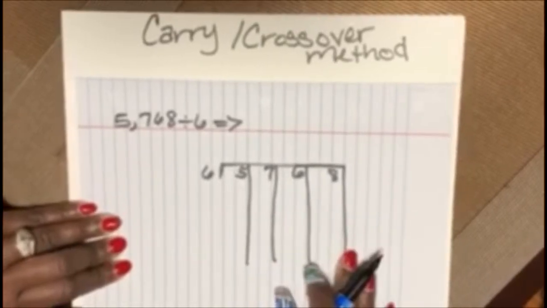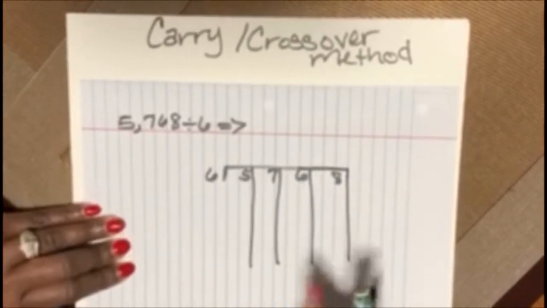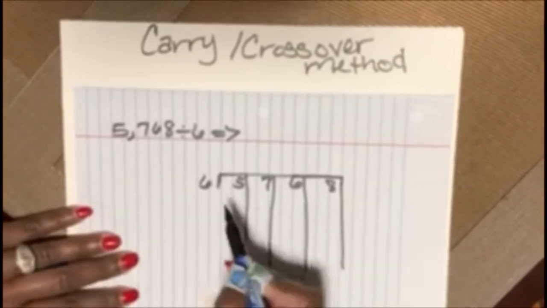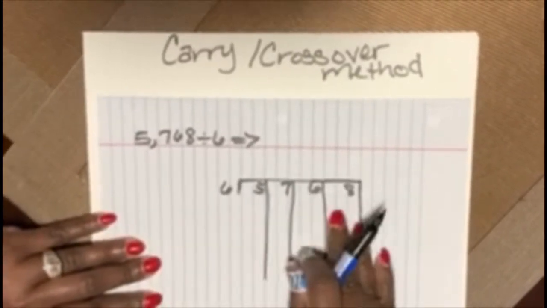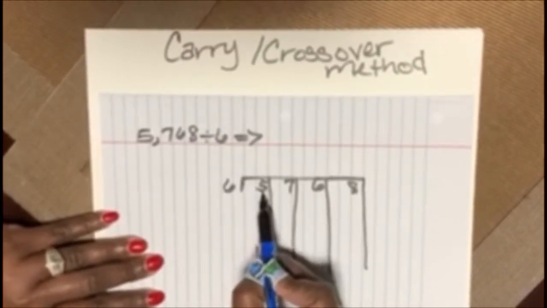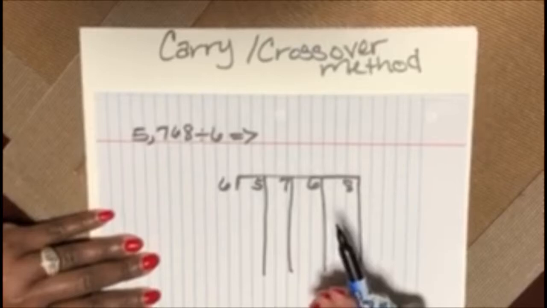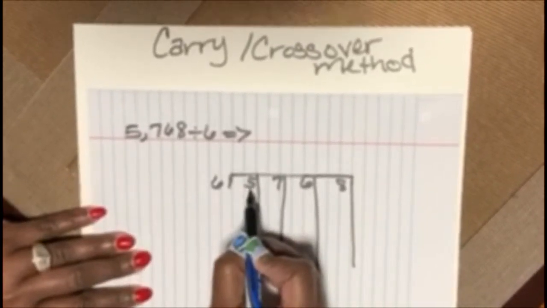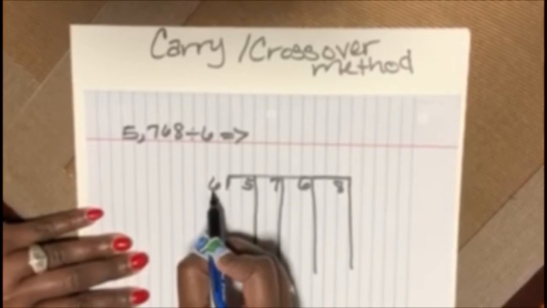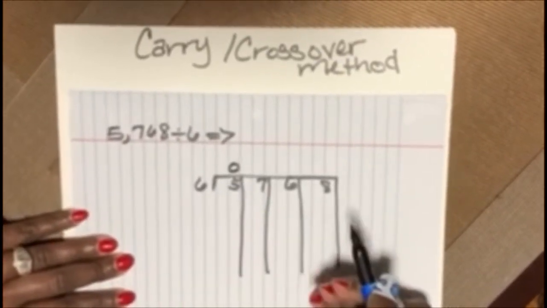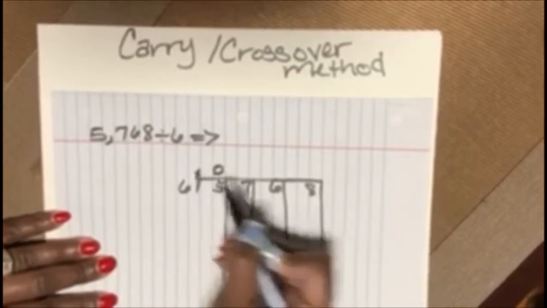So it looks a lot like the traditional method, but it makes it a little easier for some people to keep up with the steps. And we go one box at a time. 6 will go into 5 no times, not any number of times, because 5 is too small. You can't get a group of 6, so you have to put a 0 up there. Don't forget your little reminder there.